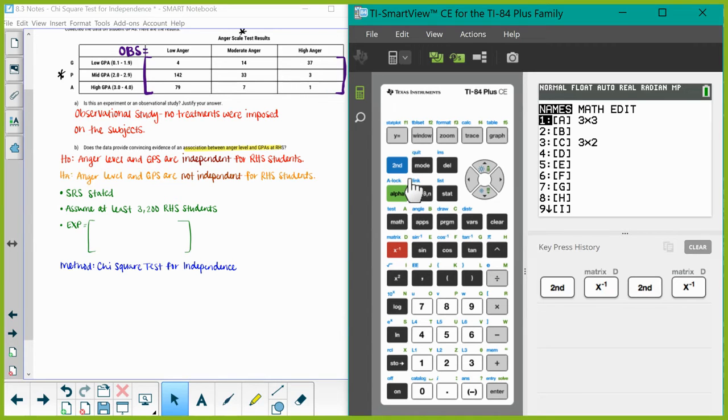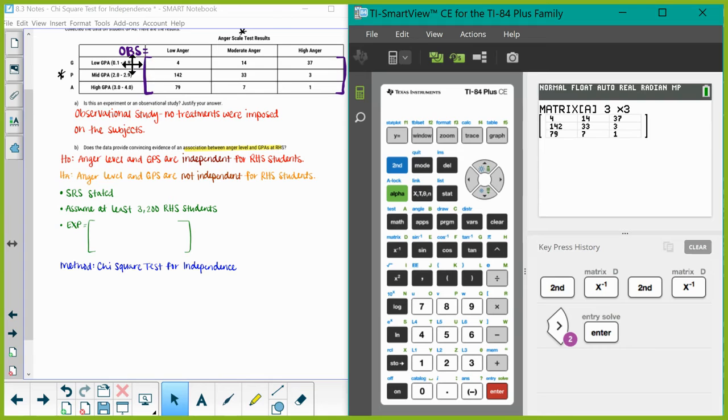Now you should be in the matrix menu, and in order to enter data into the calculator, you're going to go over to edit, and typically you are editing matrix A. You're working solely in matrix A and matrix B. So I'm going to go ahead and hit enter for matrix A.